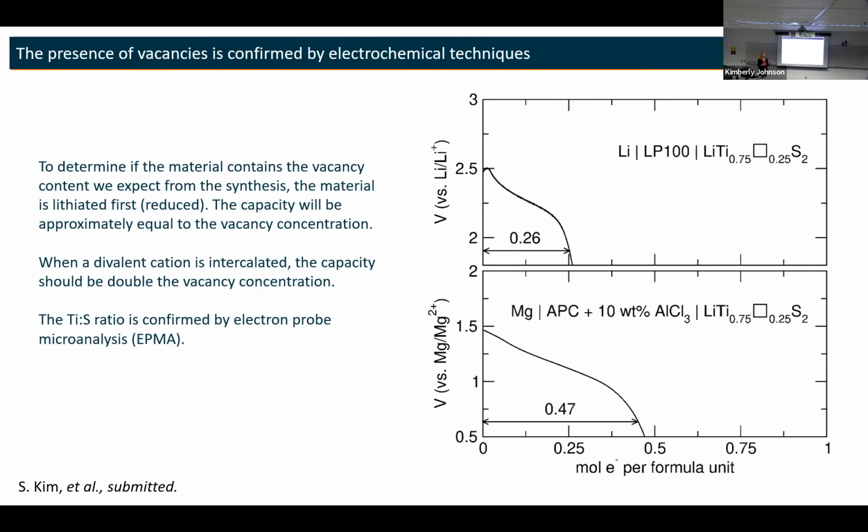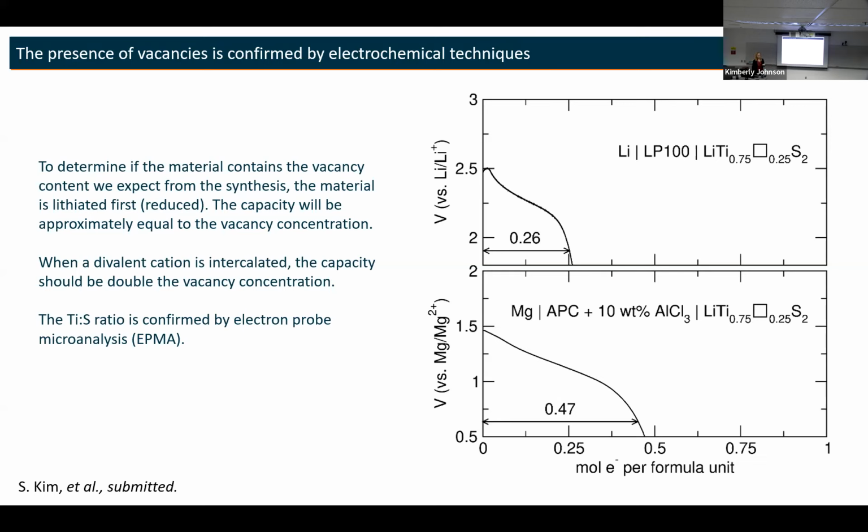We can go one step further and use the divalent ion like magnesium. If we use magnesium, then for every magnesium, we should get 2 electrons. So for every vacancy, we should get 2 electrons. So this number should double. And it about doubles. It's about 0.47. So there's some kinetic limitations here that prevent us from fully magnesiating the vacancies, but it's very, very close. So this is just a really nice probe to show that we have vacancies in the material.